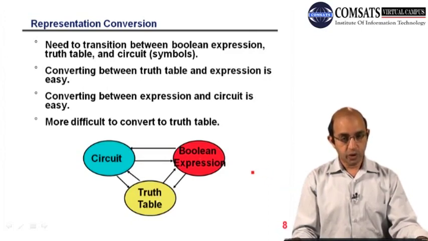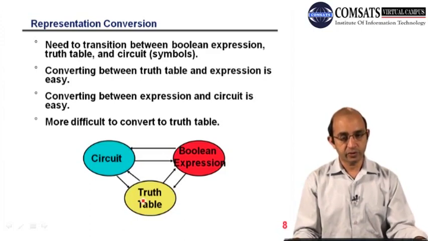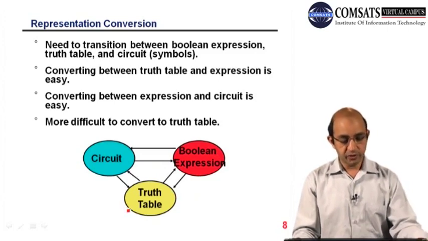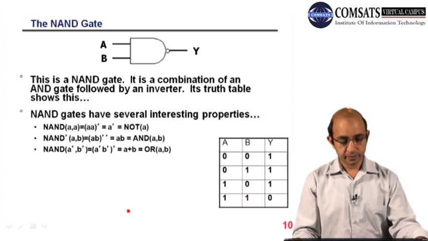But one thing I want to mention here is that we have a unique representation regarding the truth table. We only have one truth table for a circuit. If we have a truth table, we can draw a number of different circuits. Similarly, from a truth table we can have a number of different Boolean expressions, but a truth table is always a unique representation.